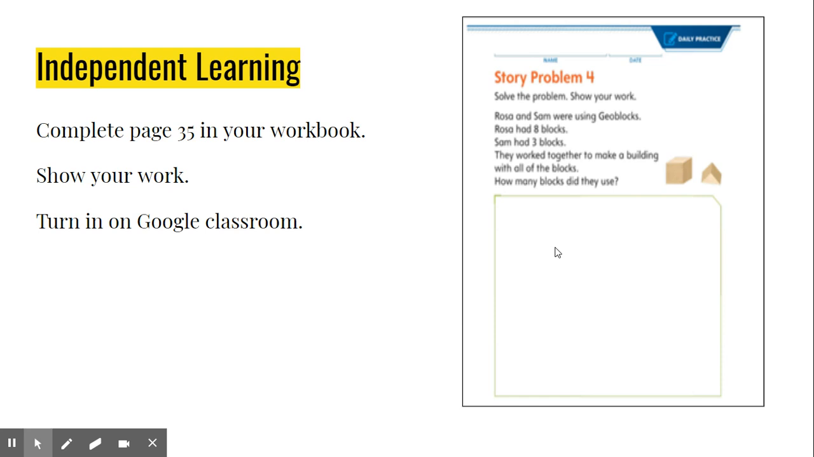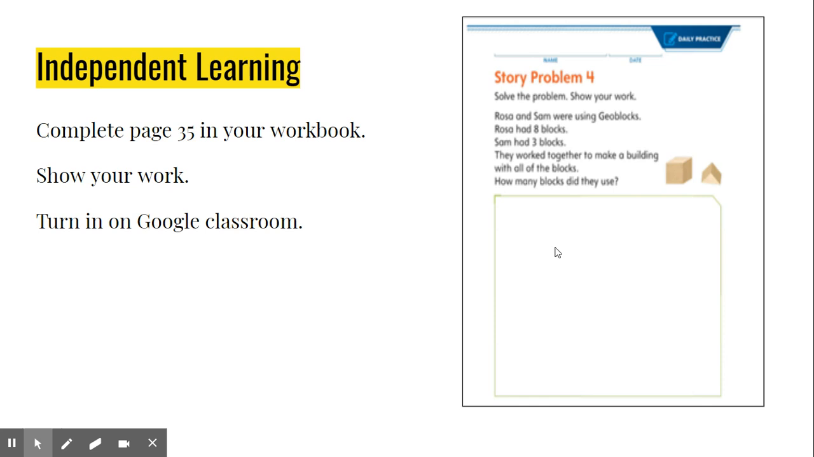So on page 35, you're solving story problem 4. Rosa and Sam were using GeoBlocks. Rosa had 8. Sam had 3. They worked together to make a building with all of the blocks. How many blocks did they use? Make sure you show your work so that your teacher can see how you solved the problem.